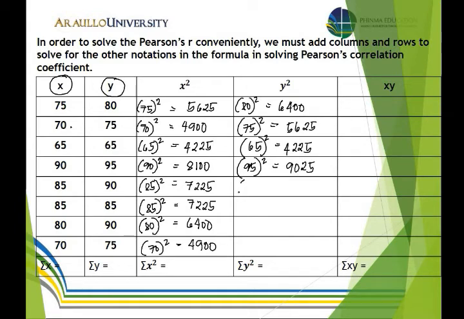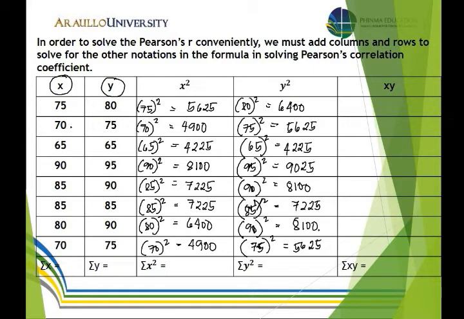And then we have 90 squared is 8,100, and then we have 85 squared is 7,225, and then we have 90 squared again is 8,100, and then we have 75 squared is 5,625. Okay, we're done with y squared. Next is for x and y.